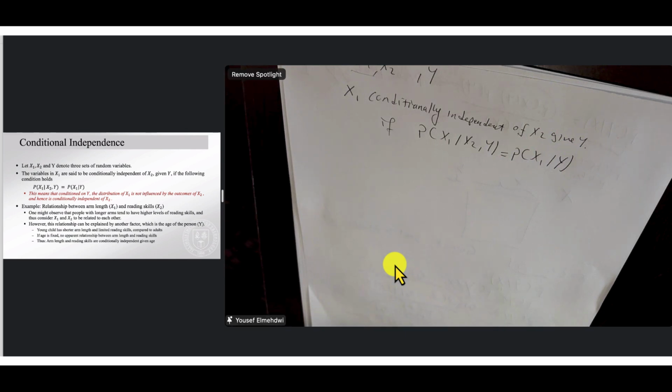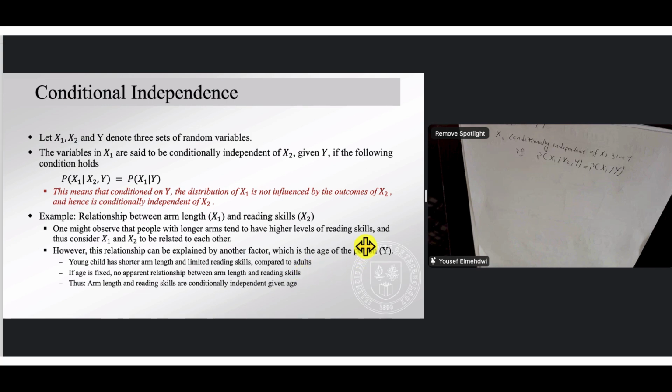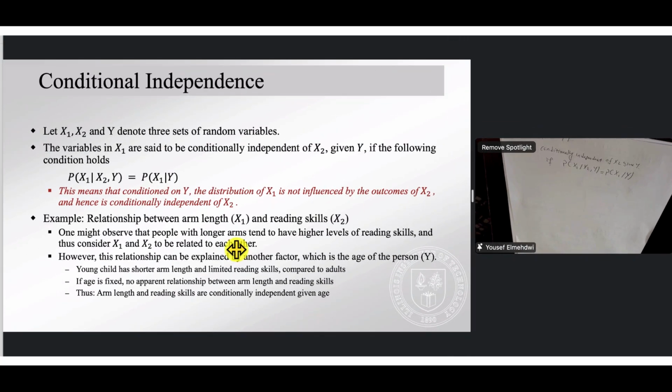This indicates that x1 and x2 are conditionally independent. So let's have an example, the same one that we did here. Assume the relationship between the arm length, which is going to be x1, and reading skills, x2. Initially, one might observe a correlation between longer arms and better reading skills. However, this correlation can be explained by another factor, such as the age y.